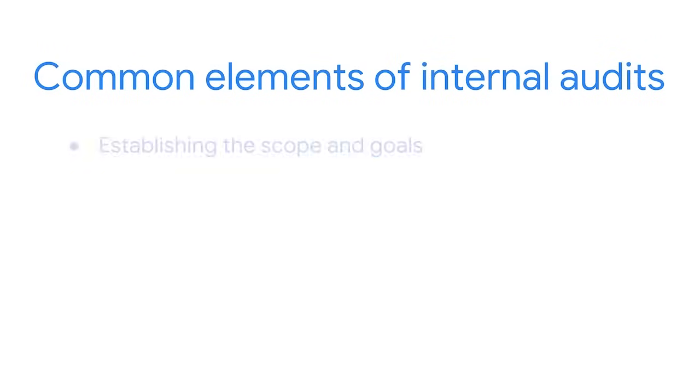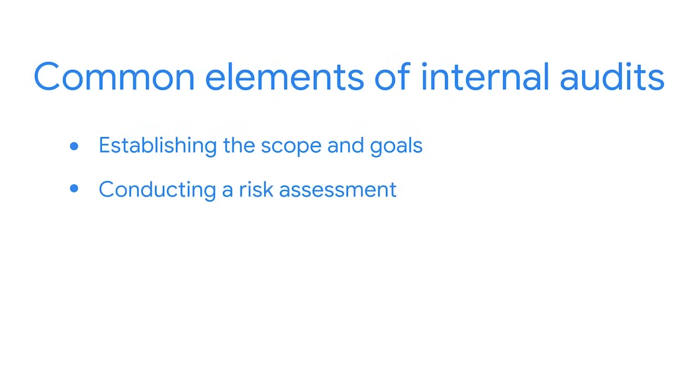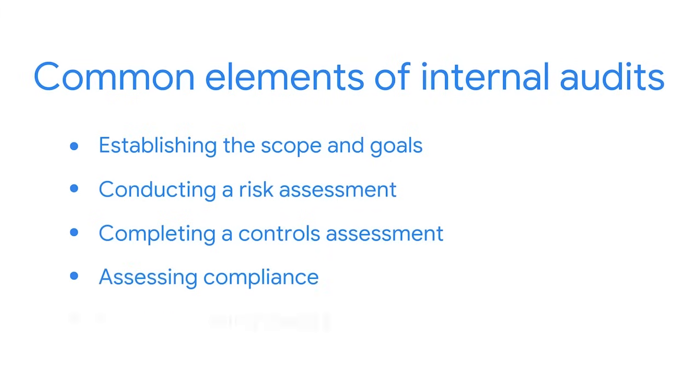Now that we've discussed the purposes of internal audits, let's cover some common elements of internal audits. These include establishing the scope and goals of the audit, conducting a risk assessment of the organization's assets, completing a controls assessment, assessing compliance, and communicating results to stakeholders. In this video, we'll cover the first 2 elements, which are a part of the audit planning process, establishing the scope and goals, then completing a risk assessment.